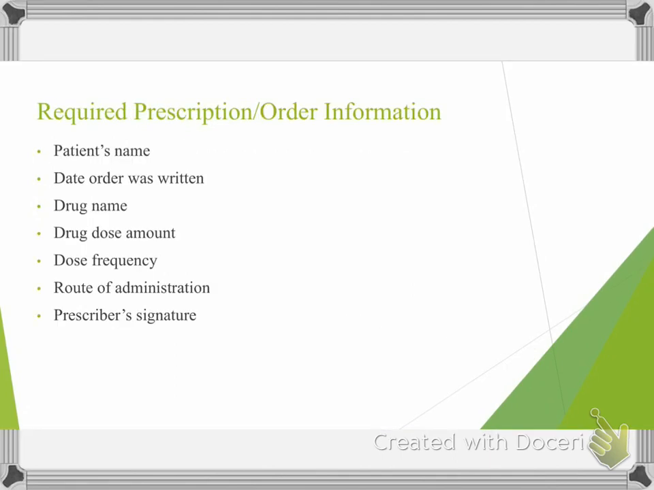So there are certain things that are required on a prescription order form: the patient's name, the date the order was written, the drug name, the drug dose amount, dose frequency, the route of administration, and the prescriber's signature. All of these must be present on all the orders. You cannot give the drug if any part of these details is missing. You cannot assume anything. Even if you know that the only route this medication is administered is PO, it doesn't matter. You have to have them rewrite it to include the route of administration.